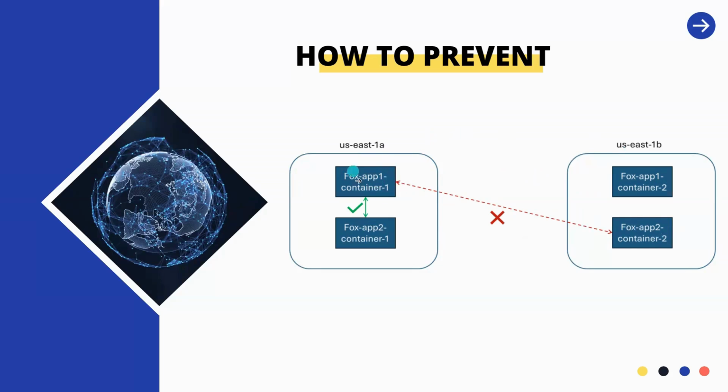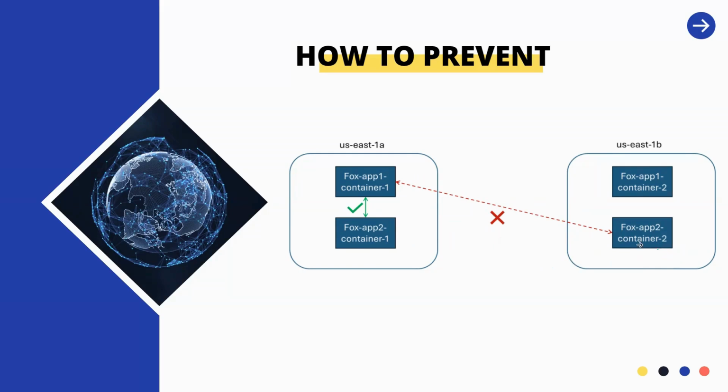And let's assume the Fox App 1 container 1 communicates to the Fox App 2 container 2 all the time. But even if both containers are doing almost the same work, why do you want to communicate across zones? So in general, if you are not enabling the topology annotation, Kubernetes service doesn't bother. What it does is randomly pick containers and send the traffic to any of them.